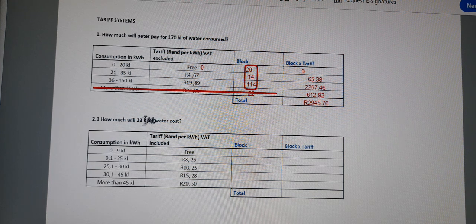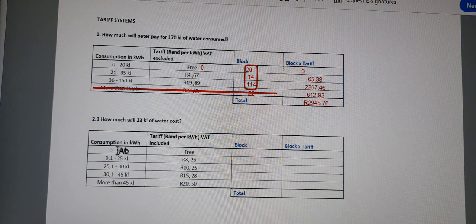You always look at your consumption first. You start by drawing these two columns. You need to know them. They won't give them to you on the exam. You take this as it is from the question, and you add these two columns. Okay, so you draw the table for yourself and you look at the consumption.